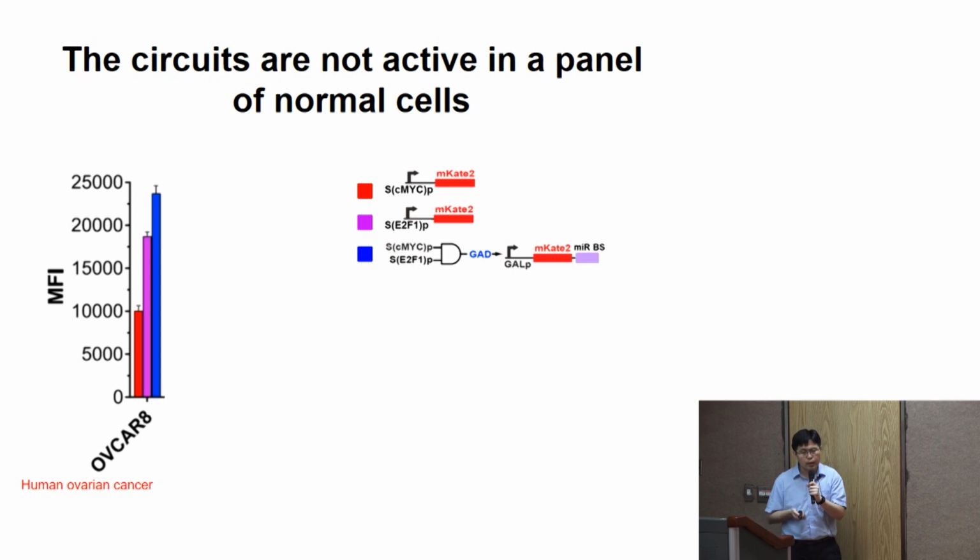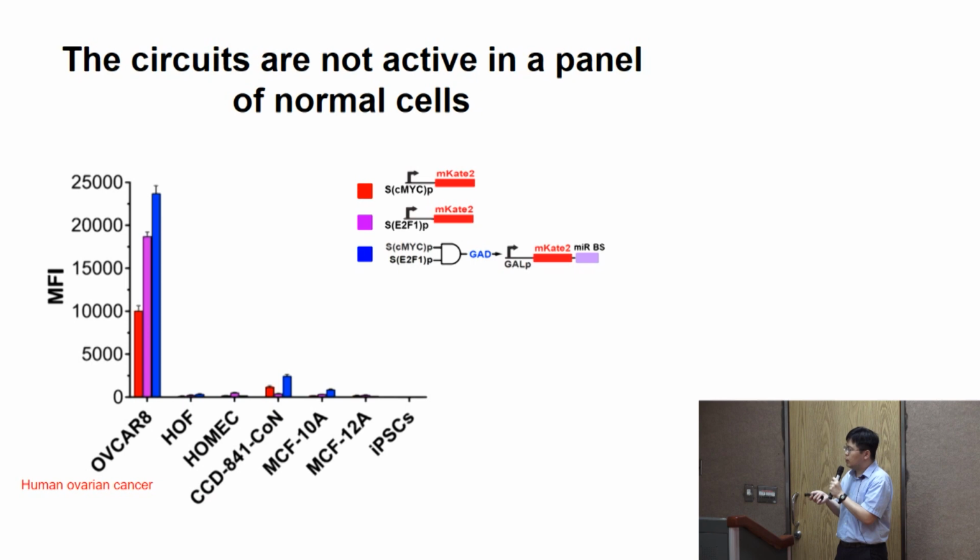We want to confirm that our circuit is indeed cancer-specific. So by using virus to introduce our circuit into ovarian cancer cells, which we designed our circuit to target, the red and the purple bars are using a single sensor to drive a fluorescent protein output. The blue bar is using our circuit to drive a fluorescent protein as an output. And indeed, we observe our circuit triggers very high output in ovarian cancer cells. We further introduced the same circuit into a panel of normal cells, including ovarian-related fibroblasts, ovarian-related endothelial cells, normal colonic cells, normal breast cells, or iPSCs. And we can see our circuit is minimal or not active in a panel of normal cells. So we know our circuit is tumor-specific.